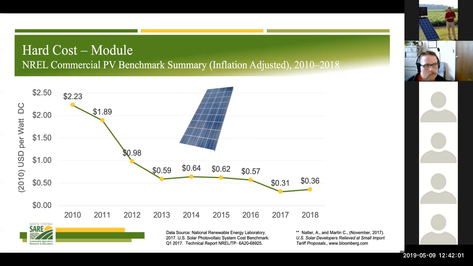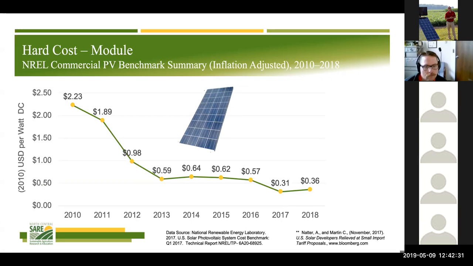And so this chart is illustrating the cost trends from 2010 to 2018 for the actual modules themselves. And you can see we've seen an 84% decrease in module price, from $2.23 per DC watt in 2010 to 36 cents per DC watt in 2018. It's kind of interesting. In 2017, there was a lot of interest and a lot of people were very concerned about the import tariffs on panels.